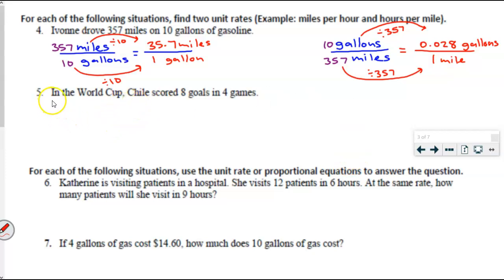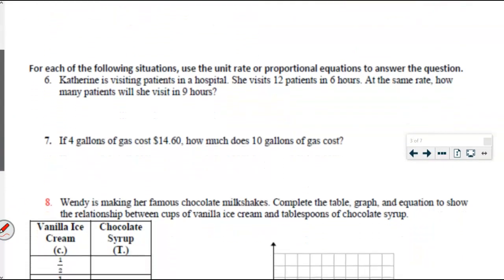I am going to save number 5 for students to work on at home. I'm not going to do that one together, but it's going to be basically the same as what we just did here. Set up your ratio, write the reciprocal, but find the unit rate of the original and the unit rate of that reciprocal. Let's take a look at the next ones.